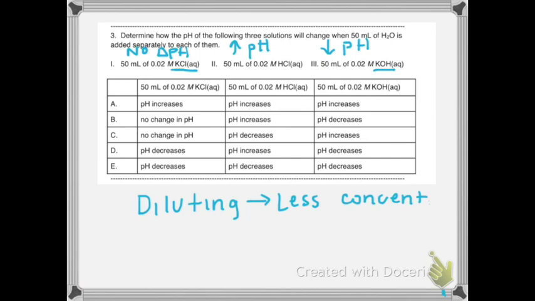Okay, so with the first solution, we're starting neutral, keeping it neutral. With the second problem, we're starting acidic and raising the pH to bring it closer to neutral. And with the KOH, we're starting basic and lowering the pH to bring it closer to neutral. And so the correct answer here ends up being B.